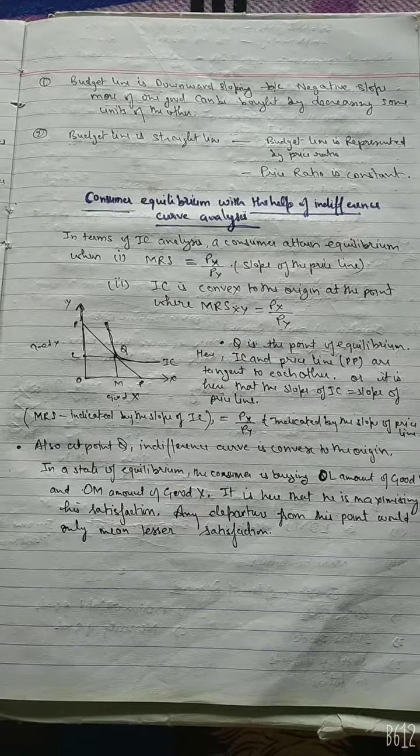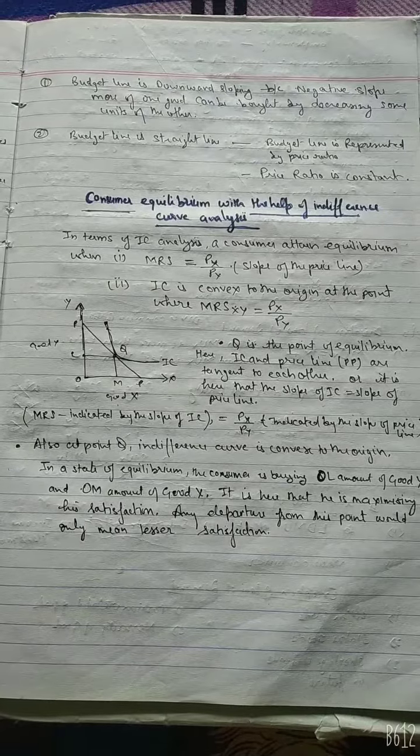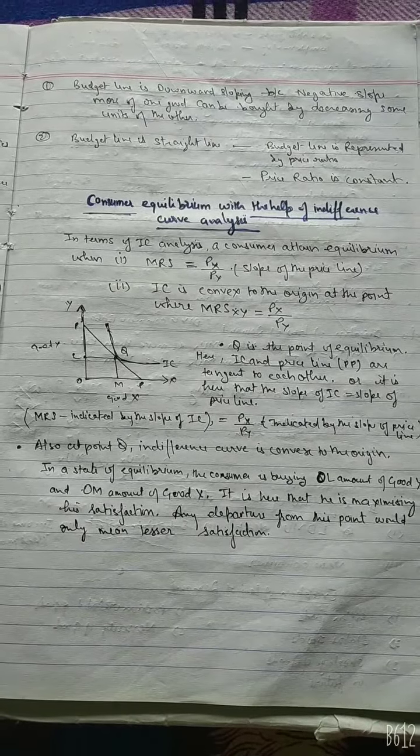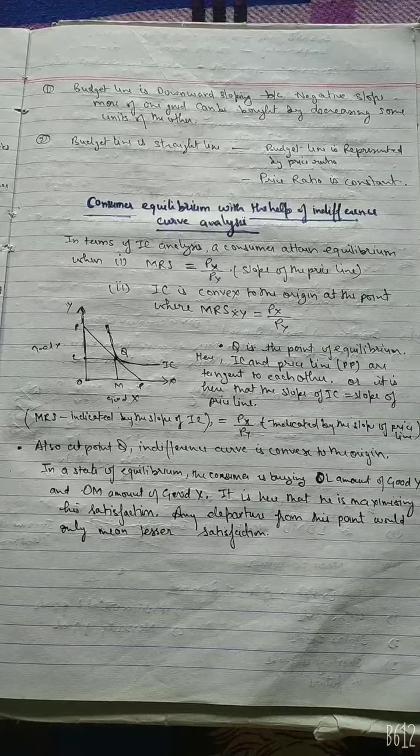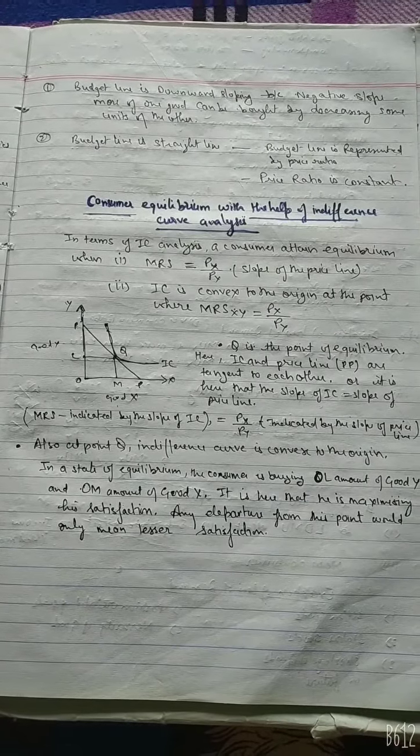A consumer equilibrium is a point where the consumer gets maximum satisfaction with given income and he has no urge to change his state. According to the indifference curve approach, a consumer will be at equilibrium when the following two conditions are satisfied.